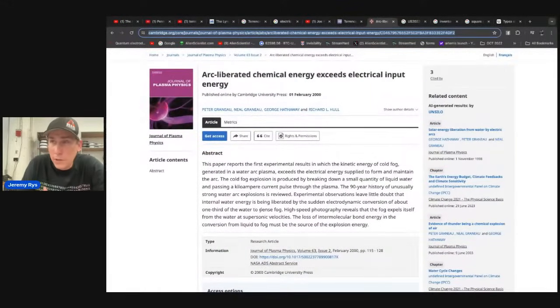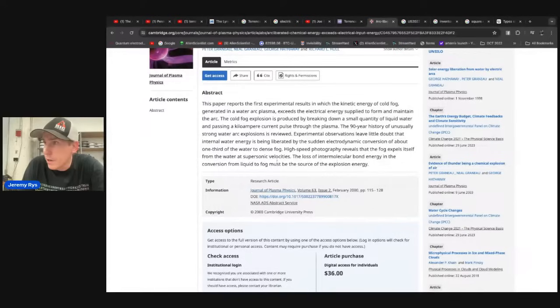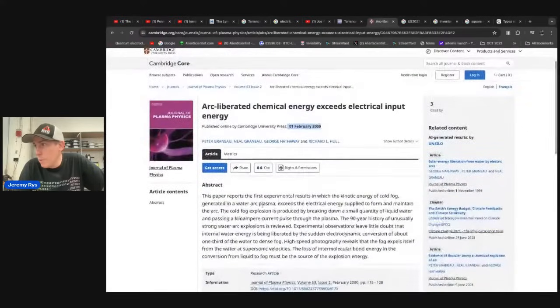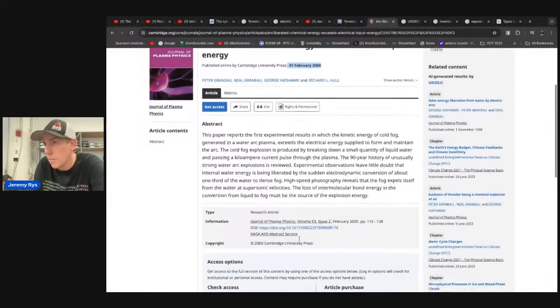And there are actually experimental results for this, which is interesting: arc liberated chemical energy exceeds electrical input energy. This is from Cambridge University Press in February of 2000, and I believe it was the Journal of Plasma Physics right here. And this is NASA. So they've done this, and I'm aware of people doing this, and of energy machines, like claims of Stanley Meyer, the water car, breaking the bonds of energy of water, and then getting more energy out than we got in.